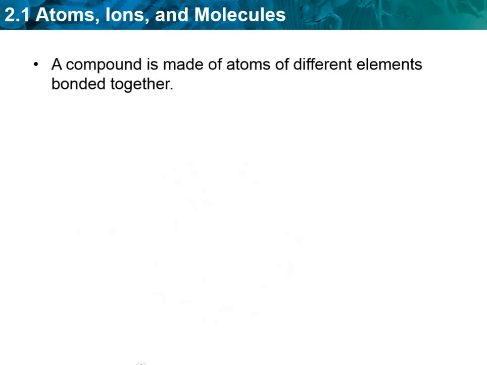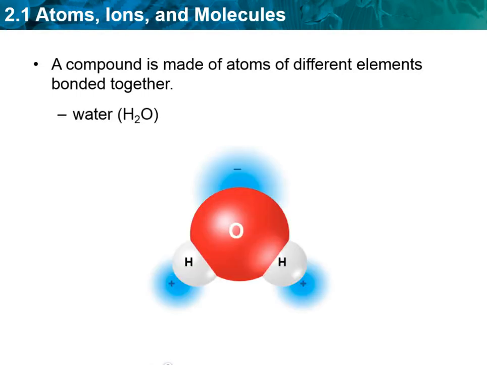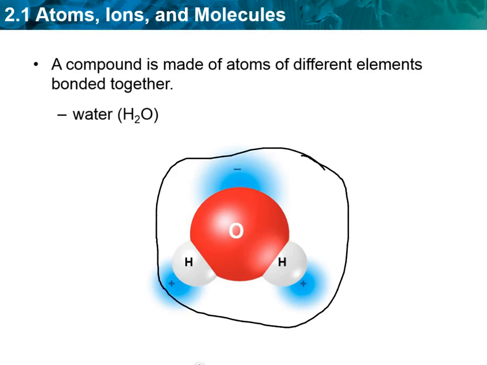So another term that comes up is what's known as a compound. A compound is made up of atoms of different elements that are bonded together. So water is an example of a compound. And then when we're talking about compounds, the smallest unit of a compound is called a molecule. So this right here is a water molecule.